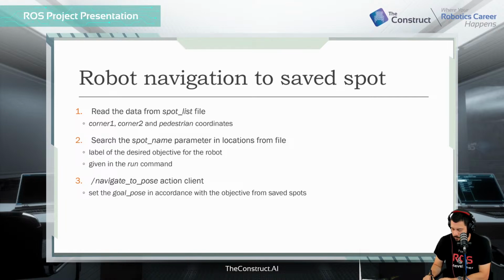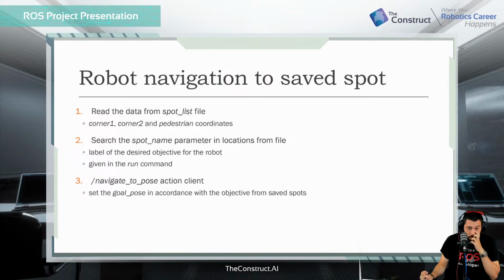For the robot navigation, we read the data from the spot list file, which are the corner one, corner two, and pedestrian. We search the spot name parameter in locations from file. We search the label of the desired objective for the robot, and this is given in the run command. And we use the navigate to pose action client to set the goal pose in accordance with the objective from saved spots.